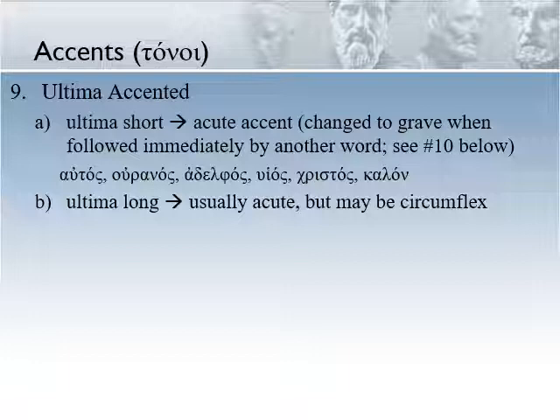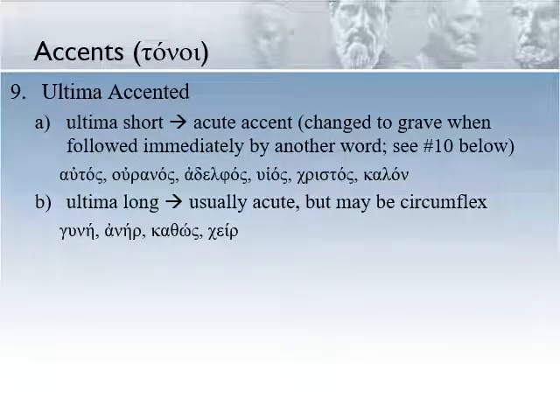Now, what about an ultima that is long? Long ultimas will usually take an acute accent, but sometimes you'll find them with circumflex accents. And for that, you'll have to wait until we talk about some of the different kinds of verbs that take circumflex accents on their ultimas, and also some nouns. But we'll save those rules for a little bit later.